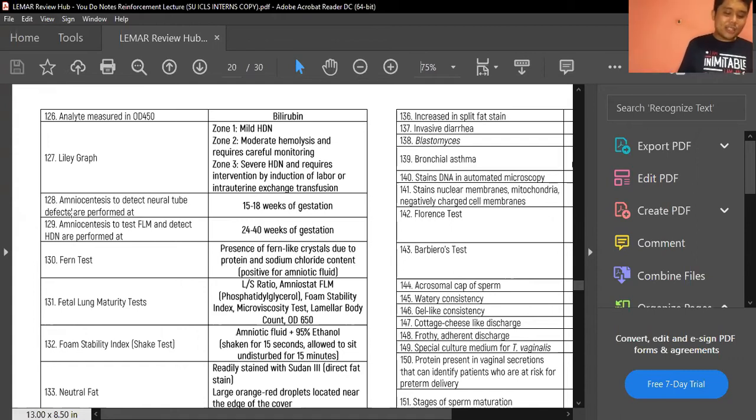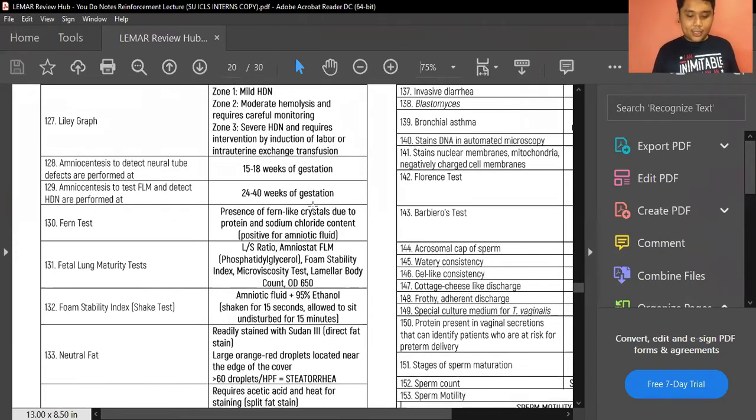Okay? Alright. Amniocentesis to detect neural tube defects is done at 15 to 18 weeks of gestation. And amniocentesis to detect fetal lung maturity, FLM, and to detect HDN is performed at 24 to 40 weeks of gestation. Take note, 15 to 18, neural tube defects. 24 to 40, you have FLM, fetal lung maturity, and HDN. All right.